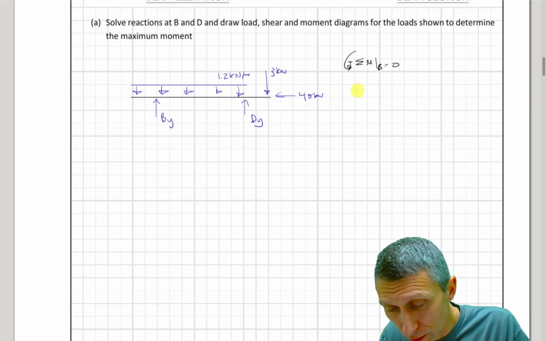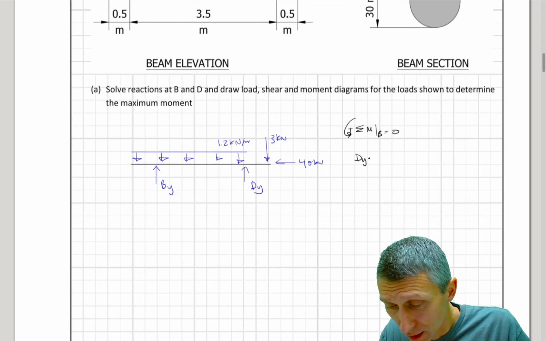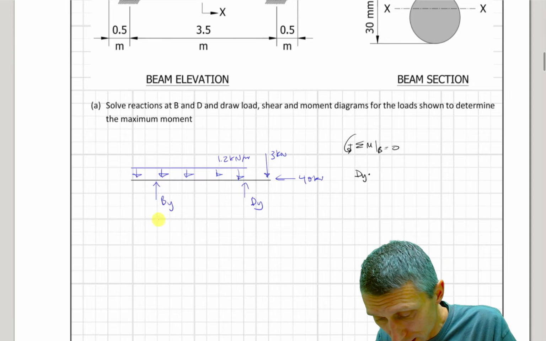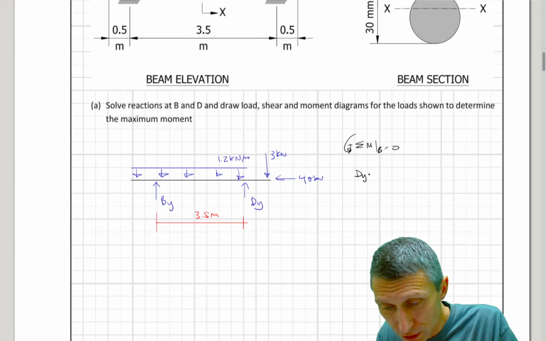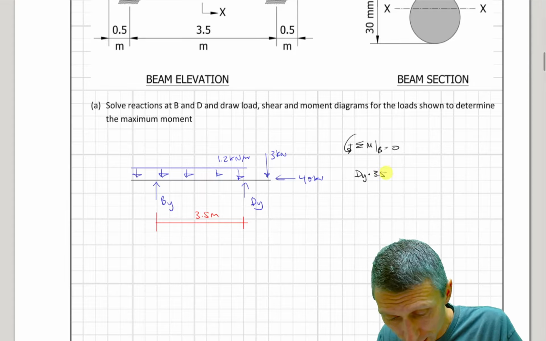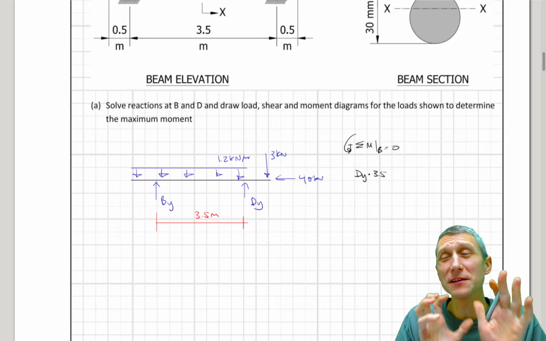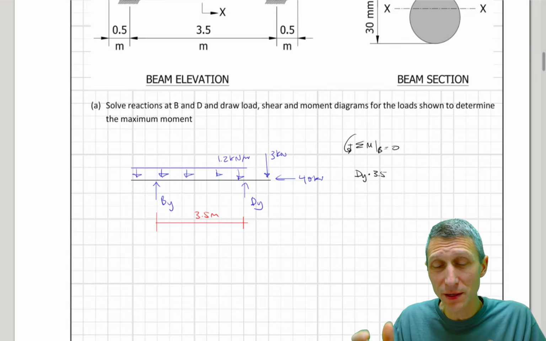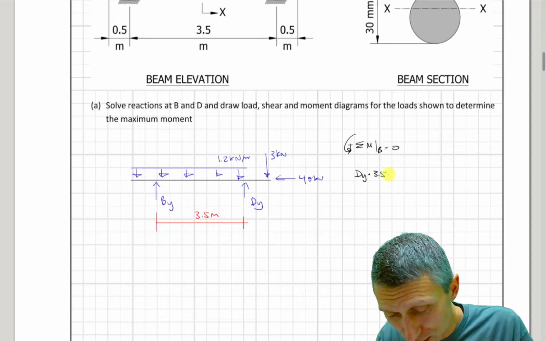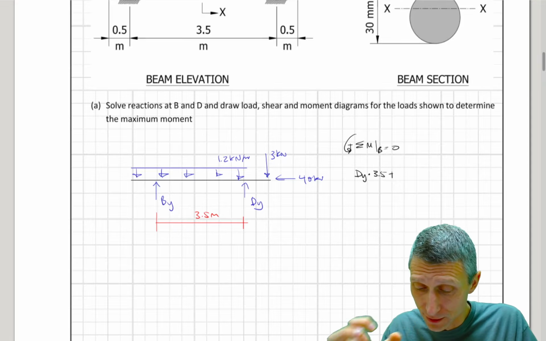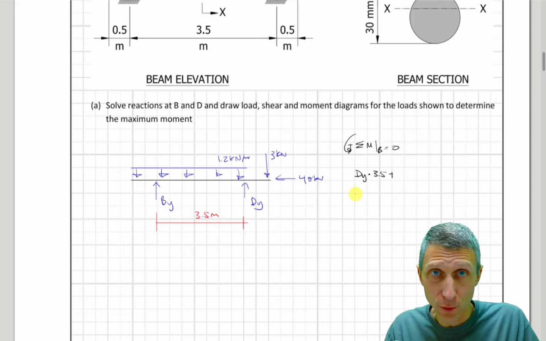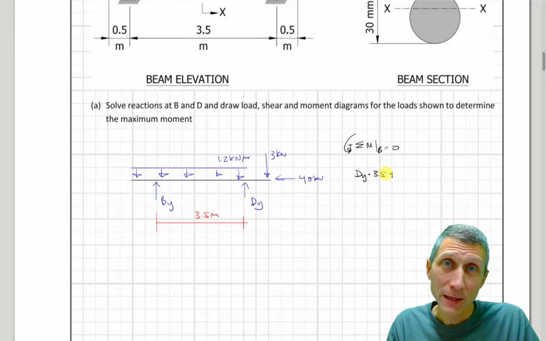Well, let's start with this. Let's start with dy times, I need a distance here. Let's look at this distance. This distance is going to be 3.5 meters. So dy times 3.5. I'm going to leave the units off here, just to save myself a little bit of room, but you've got to remember the units. Don't forget the units, but understand a moment is a force times the distance. So it's a kilonewton times a meter.